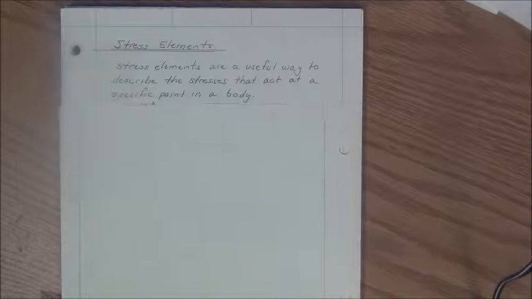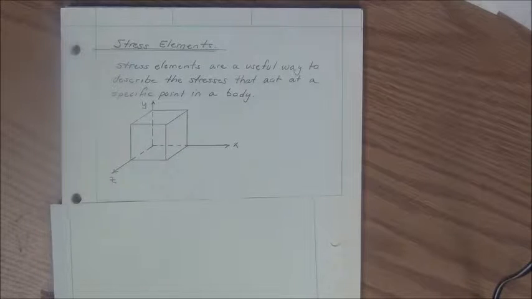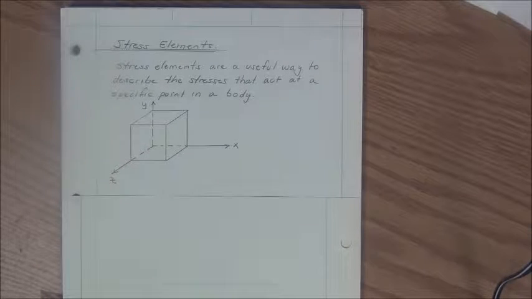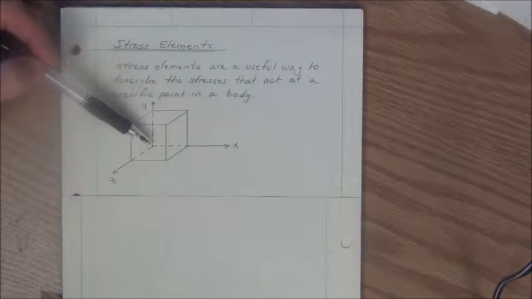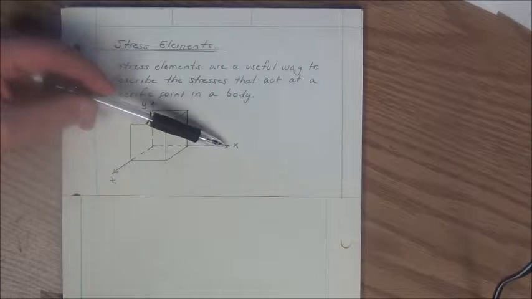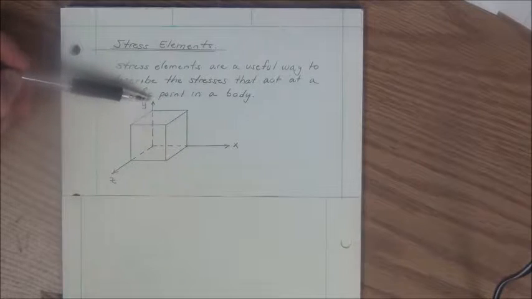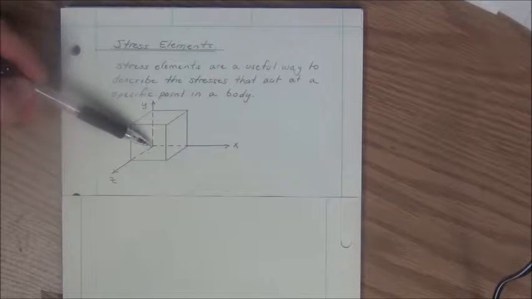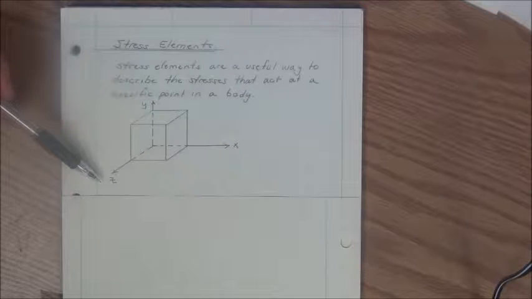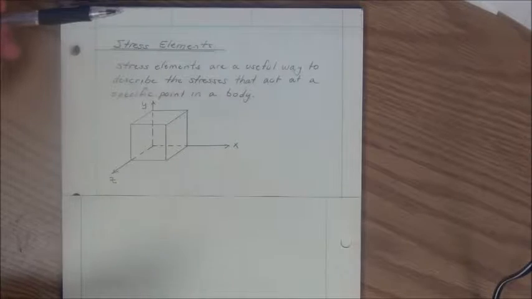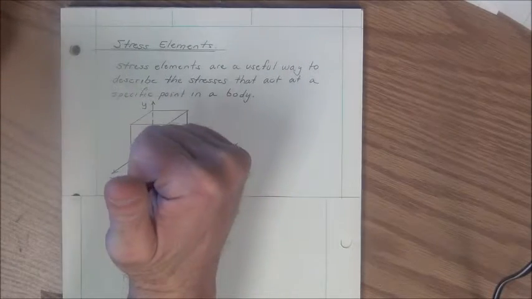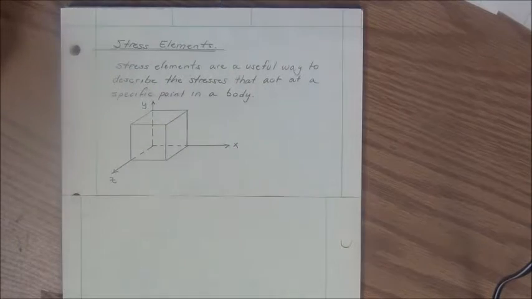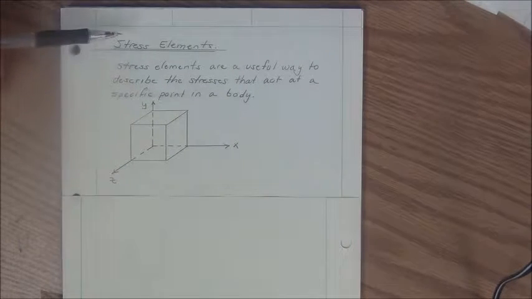To define a stress element, the first thing we do is draw a representation of a three-dimensional stress element. We define a right-handed coordinate system with x going in the right direction, y positive going up, and z positive coming out of the page. This makes a right-handed coordinate system in that we can put our fingers in the x direction, wrap them to y, and have a positive z. This is a three-dimensional stress element.